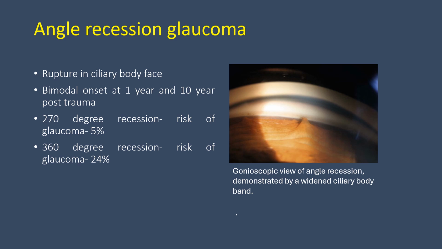It occurs because of the rupture in the ciliary body face. It has a bimodal onset. It can occur either within a year of trauma or up to 10 years post-traumatic. If there is 270-degree recession, the risk of glaucoma is 5%. And if there is 360-degree recession, the risk of glaucoma is 24%. In gonioscopic view in angle recession, there is a widened ciliary body band that is visible on gonioscopy.